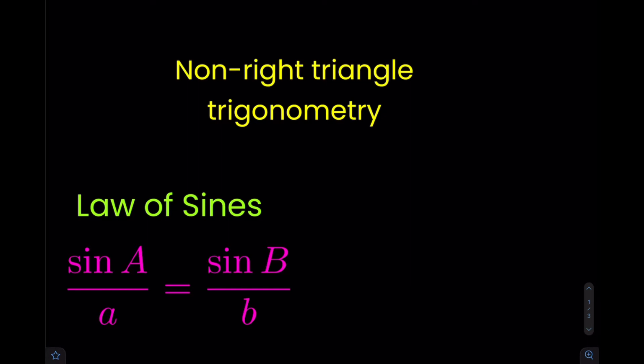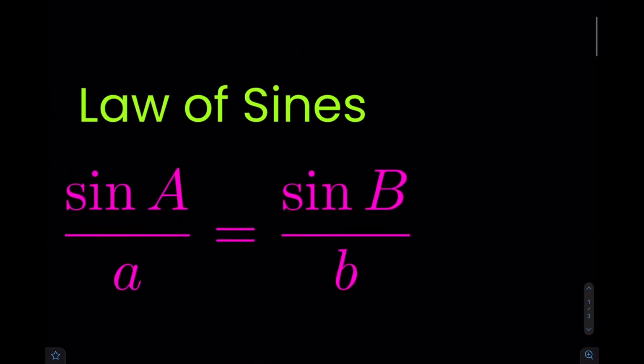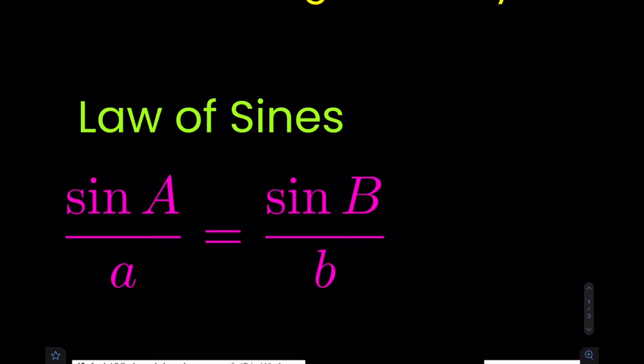Well, there's two or three different cases. Let me show you all of them. The first one is called law of sines, and the formula for law of sines is given to us right here in pink. It's sine of A over A equals sine of B over B. And the way that this works is that you have a proportion of angles to sides.